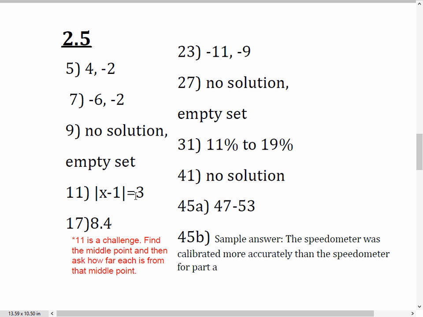31, 11% to 19%, 41 no solution, 48 5A, 47 to 53 is your range, and 45B, a sample answer, as the speedometer was calibrated more accurately than the speedometer for part A. Those are your answers to 2.5.